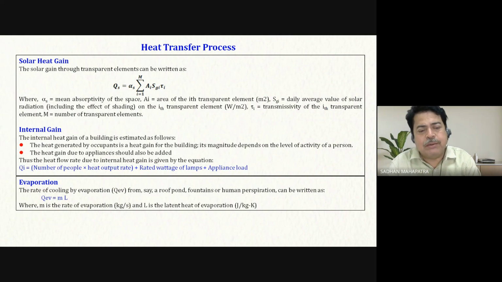There is another term called evaporation. The rate of cooling by evaporation, say roof pond, fountains, or human perspiration. So Qev is equal to m into L. m is the rate of evaporation, and L is the latent heat of evaporation.